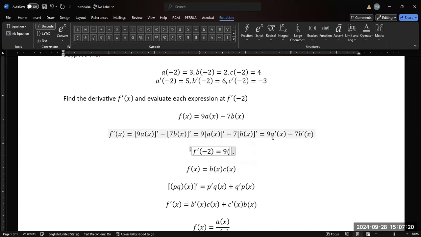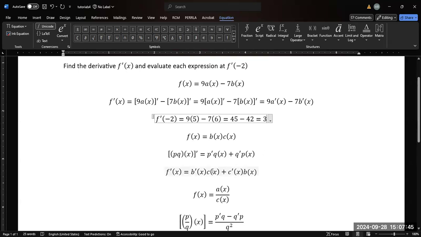So 9 times, well, what is A prime of -2? It's 5 minus 7 times, what is B prime of -2? It's 6. And so we end up with 45 minus 42, which is equal to 3. So that's our answer for part A.